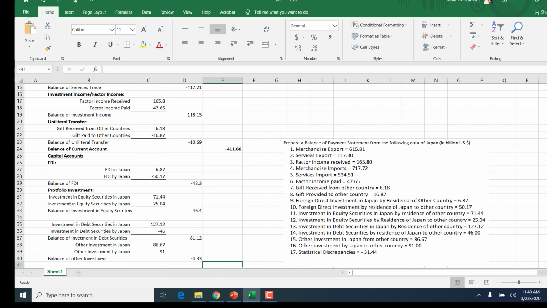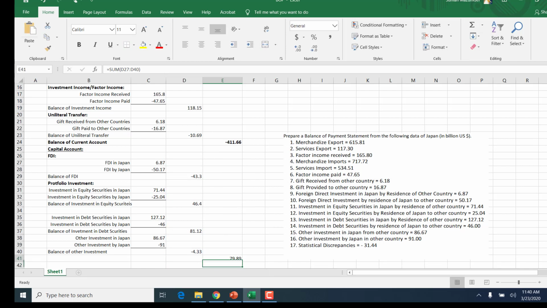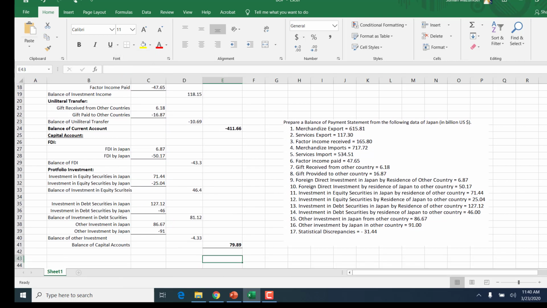Then let us take the balance of capital account. The balance of foreign direct investment, portfolio investment, and other investment, all together is 79.89, the balance of capital account. Now underline it.